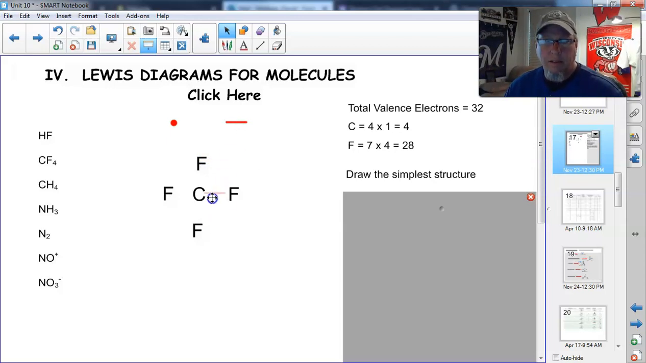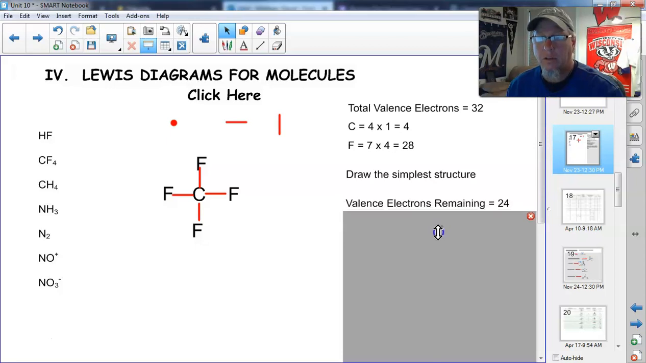If I put in some bonds here, I'm not going to make you watch me put all the bonds in. So there you go. I put the bonds in. The next thing I got to do is there's 1, 2, 3, 4 bonds. Remember, each bond is 2 electrons. So this is 2, 4, 6, 8 electrons. So I think I have 24 electrons remaining.